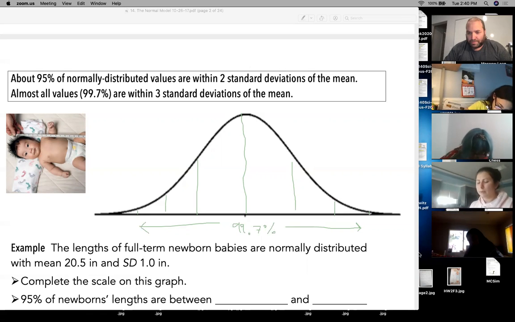So what would we write on the bottom when it says 90% of newborns' lengths are between blank and blank? Well, I haven't got there yet. One second. And Henry, you're entirely correct. Orange creamsicles fix everything. That's right.